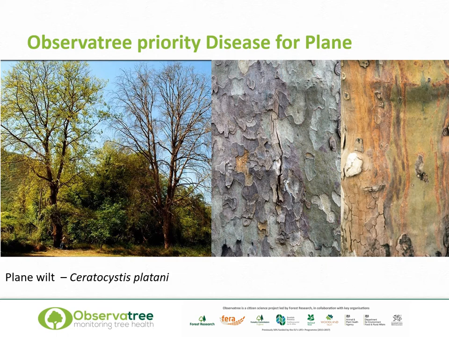The main hosts of this pathogen are Oriental plane, which is highly susceptible, the American sycamore, which is relatively resistant, and their hybrid, the London plane, which is of intermediate susceptibility. One of the main indicators of the disease is a sudden wilting of the leaves as the pathogen blocks up the water transport systems of the tree. Often the wilting initially occurs on just a single branch, but becomes more extensive over time.